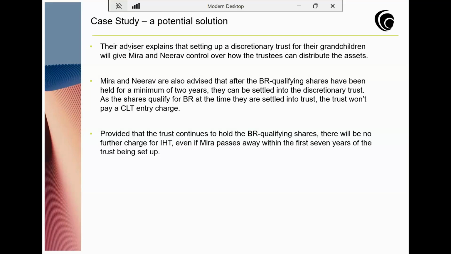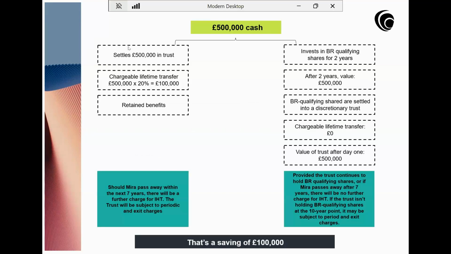If we go to the next slide very quickly, James. So this just shows the difference of how that would work, of putting it into the business relief investments, and it shows the saving of the 20% charge for lifetime transfer of 100,000 by taking this approach.